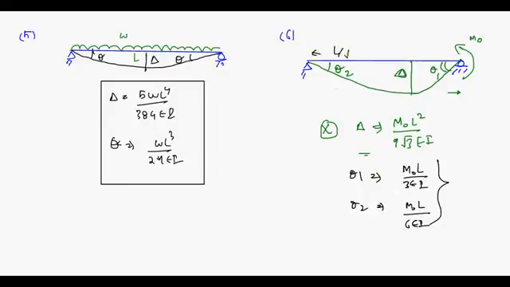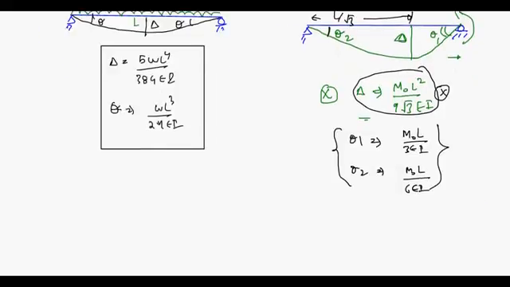If you want to remember, you can remember it occurs at L by root 3 from one end. Okay, this is not important, no need to remember this very difficult figure, M naught L square by 9 root 3 EI, but you should remember both theta. This one is obviously bigger because M naught is acting here, so it is M naught L upon 3 EI. This one is smaller, so it is M naught L upon 6 EI. Okay, I think we have 6 cases till now.